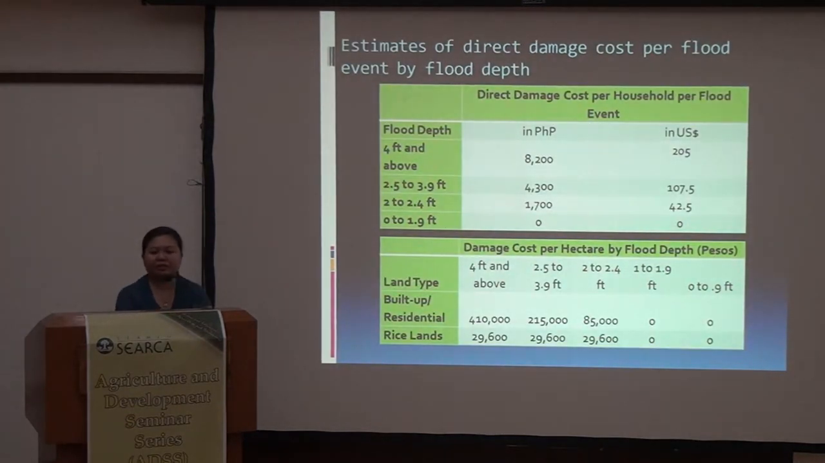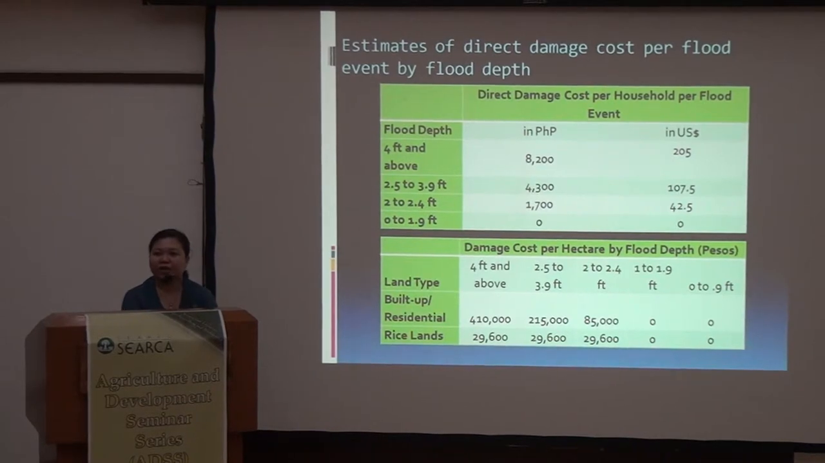Estimates of direct damage cost per flood event by flood depth was also estimated in the study. For a flood depth of 4 feet and above, that would result in an 8,200 peso damage cost. 2.5 to 3.9 feet, 4,300 pesos. 2 to 2.4 feet, 1,700 pesos.